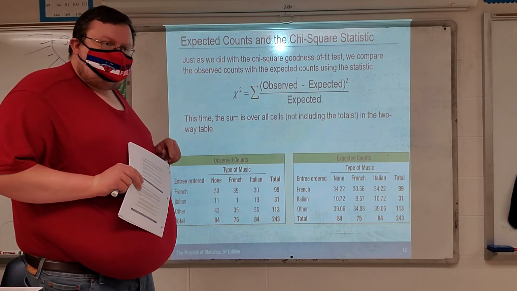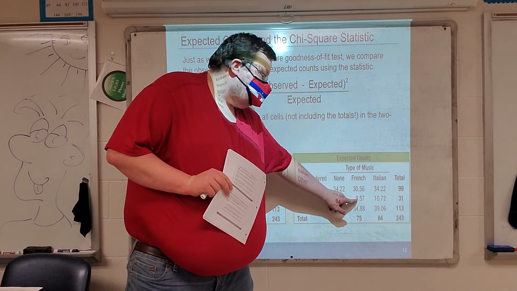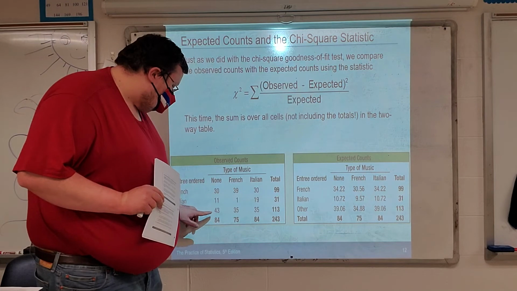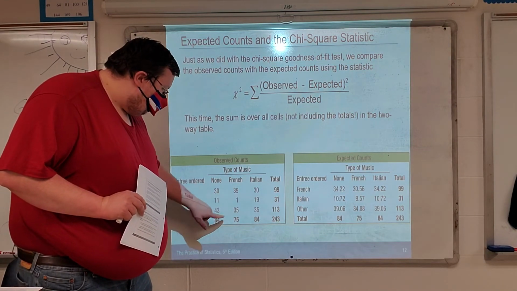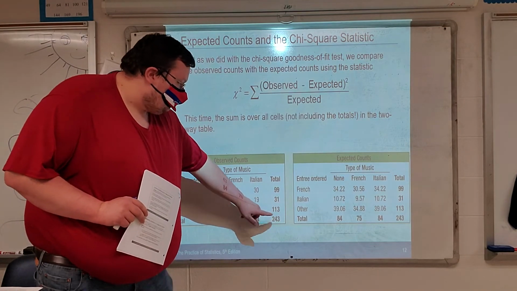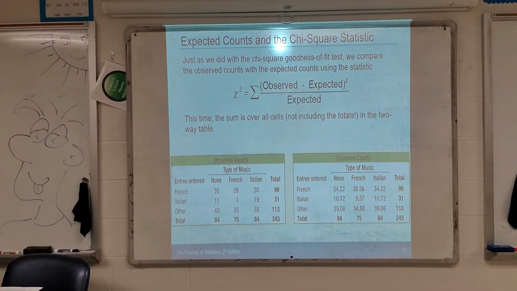Was that 9.57? Yeah, 9.57. So that's what they got right here in the expected count in that element. You can pick any one of these elements. To get this one's expected count, 84 times 113 all over 243, and that would come out to be 39.06. You have to do that for every single element. That's 9 expected counts that you'll have to use that formula for.